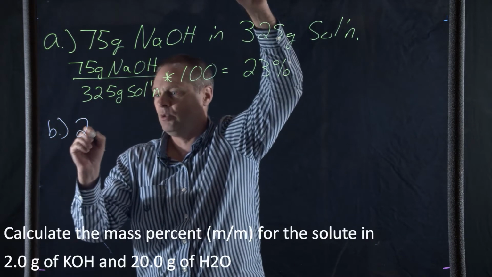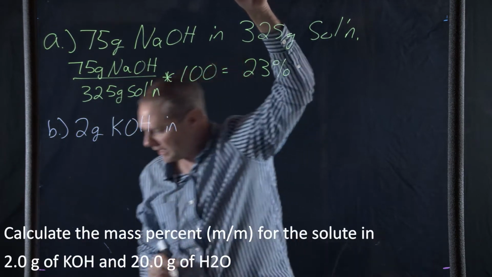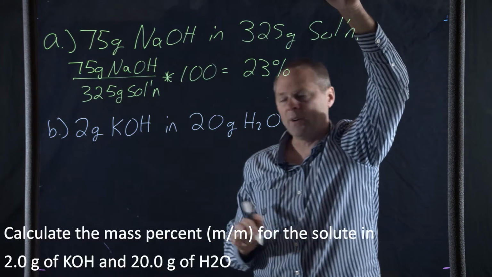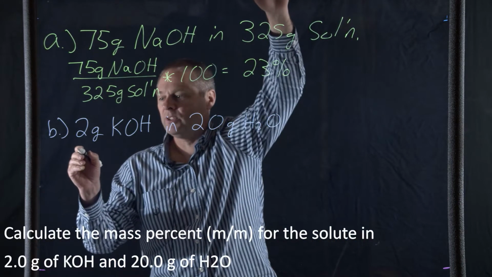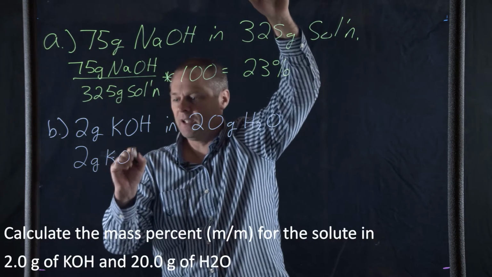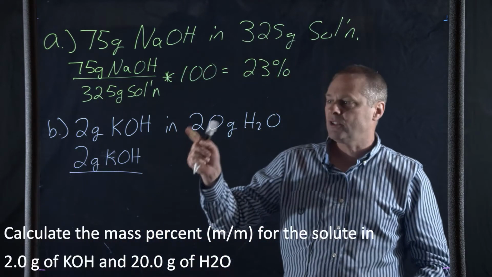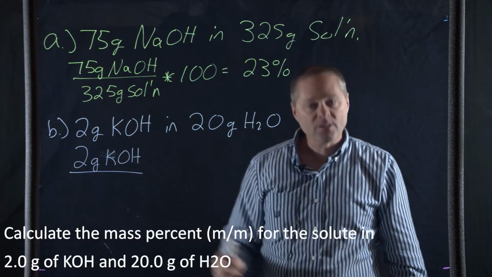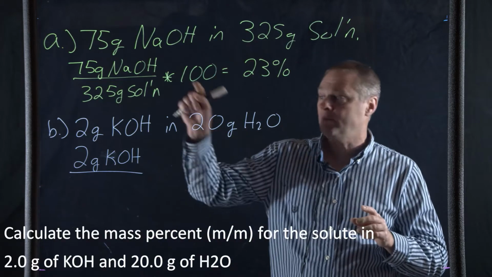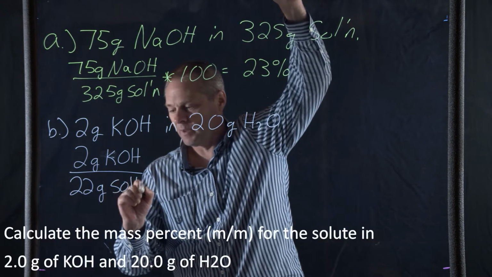So for B, we have 2 grams of KOH in 20 grams of water. Once again, we're going to take the mass of the solute, KOH, and divide it by the mass of the solution. The mass of the solution is going to be the 20 grams of water as well as the 2 grams of potassium hydroxide. So the mass of the solution is 20 plus 2, which gives us 22 grams of solution.